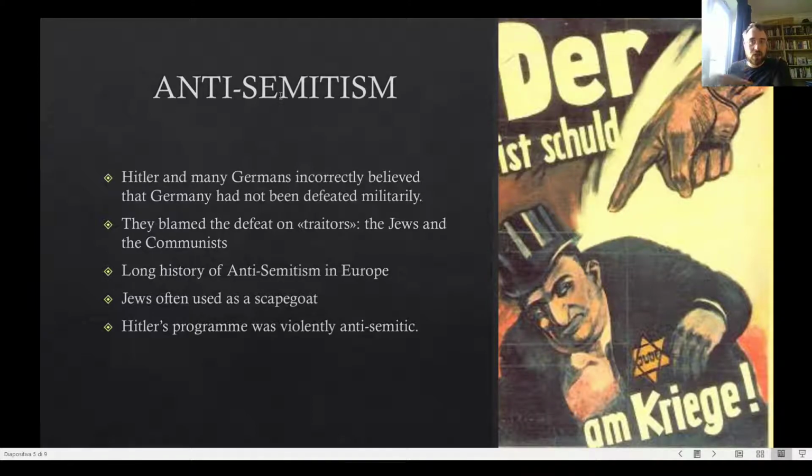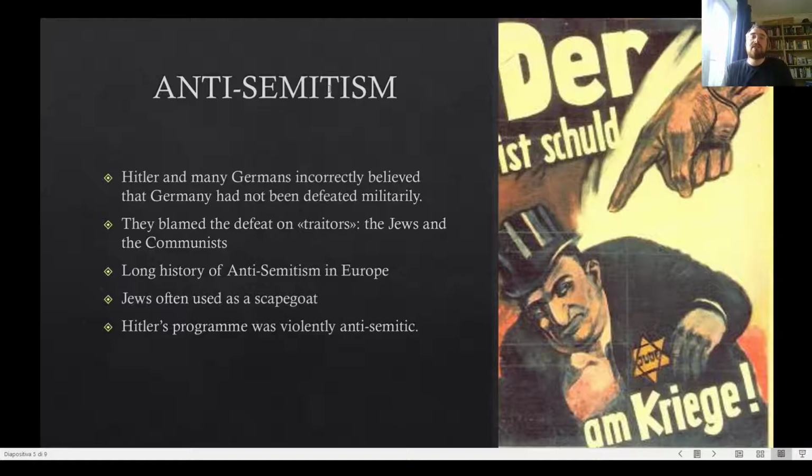the Jews and the communists. Europe had a long history of anti-Semitism, and since medieval times the Jewish population had been persecuted and tormented in most European countries, including England, Spain, Germany, Italy, you name it. The Jews were often used as a scapegoat, and generally they were wrongly blamed for plagues and pestilences.